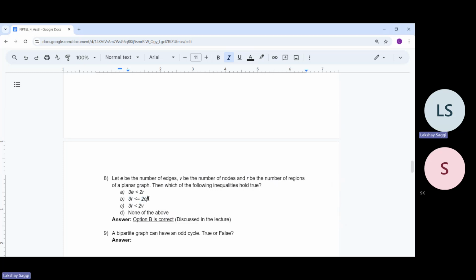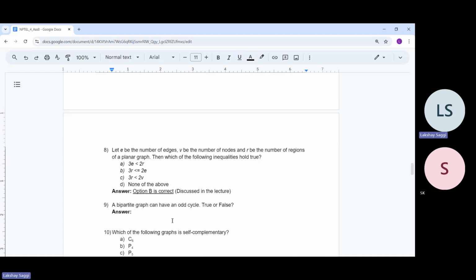I won't be writing this down because this has been shown in the lectures, but this is the high level idea. We just sum up the perimeters of all the regions, and from that we obtain this inequality. Now we can move on to the 9th question. The 9th question says that a bipartite graph can have an odd cycle. Is this true or false?